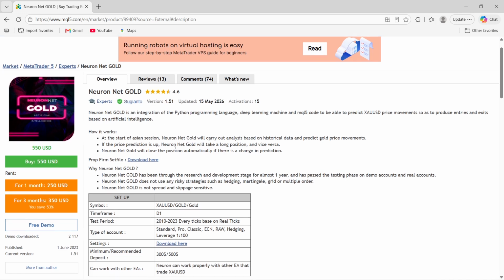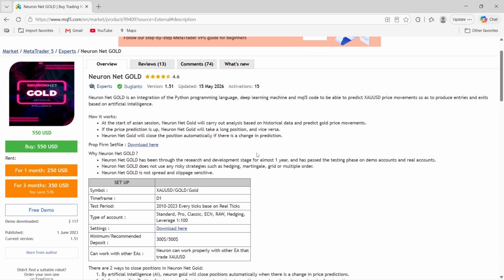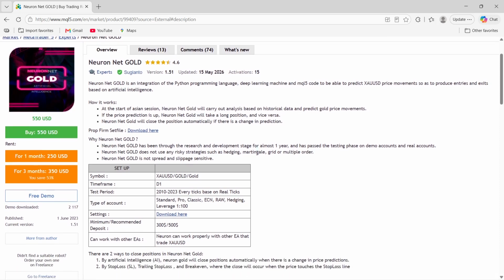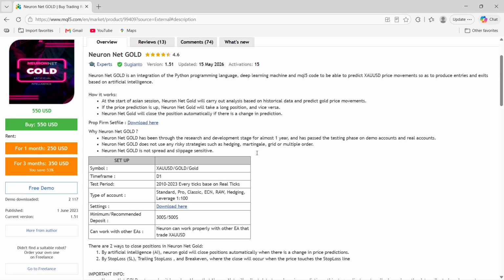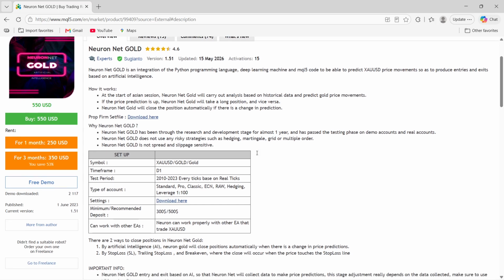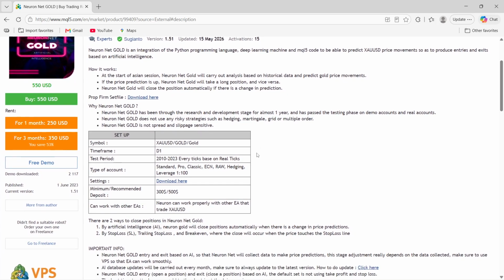If the prediction is bullish, it opens a buy, and if it's bearish, it opens a sell. So the EA is strictly directional, no hedging, no martingale, no grids, and no multiple orders. Exits are primarily driven by changes in the AI prediction, though you can also use stop loss, trailing stop, and break even. Default settings don't use fixed TP/SL, relying more on the model's evolving view.